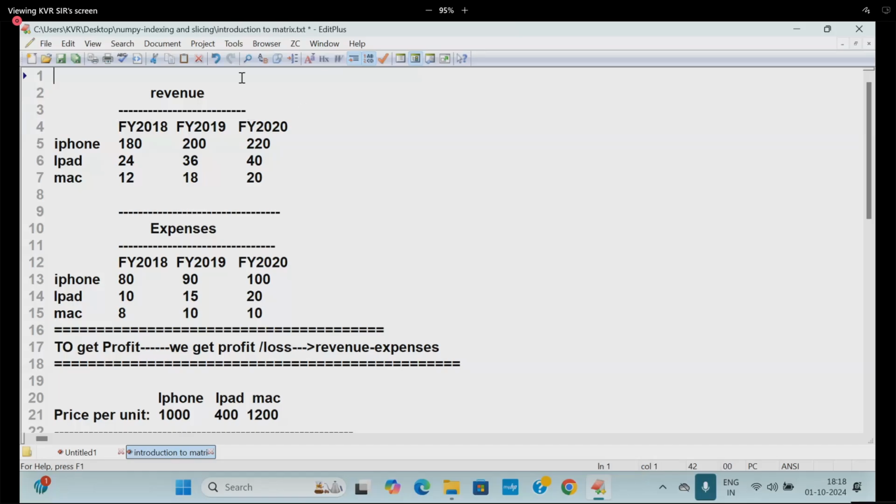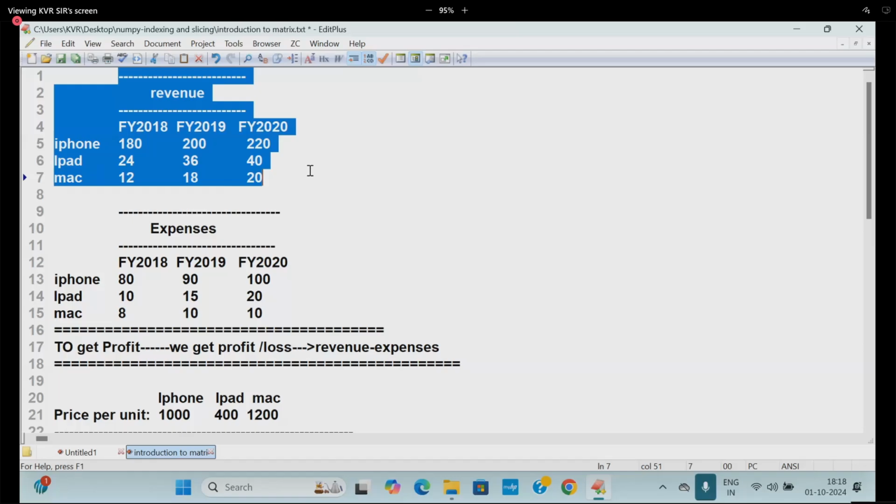There is a file named revenue. Maybe it is a CSV file or a text file, whatever it is.